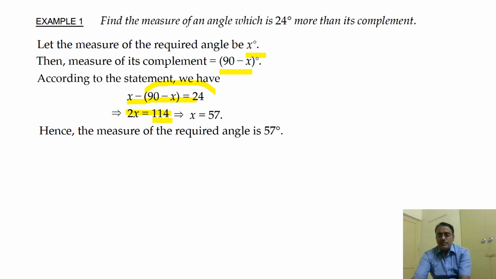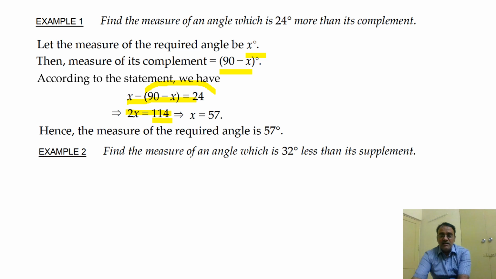So that was an example of a complementary angle. Now we'll see an example of a supplementary angle. Find the measure of an angle which is 32 degrees less than its supplement. Okay, here also we start the same way. Let the measure of the angle be x. So the supplementary angle of that x will be 180 minus x.